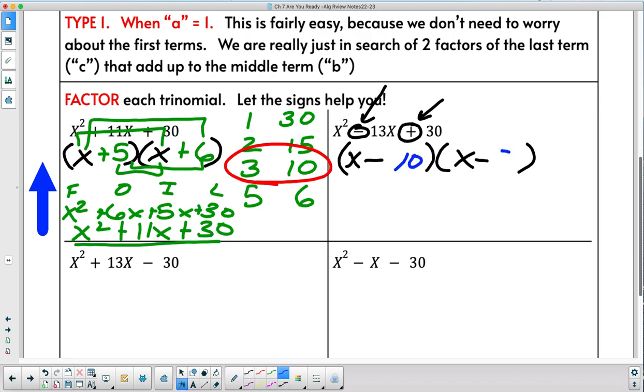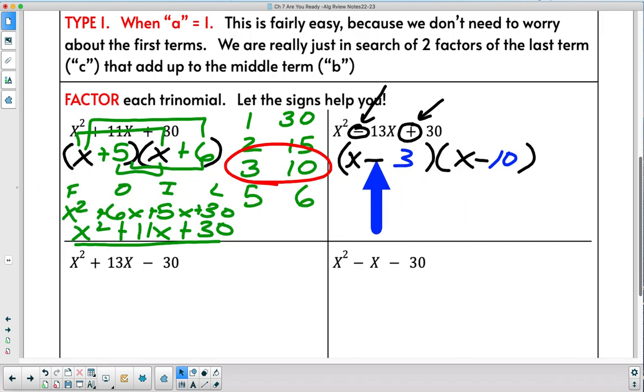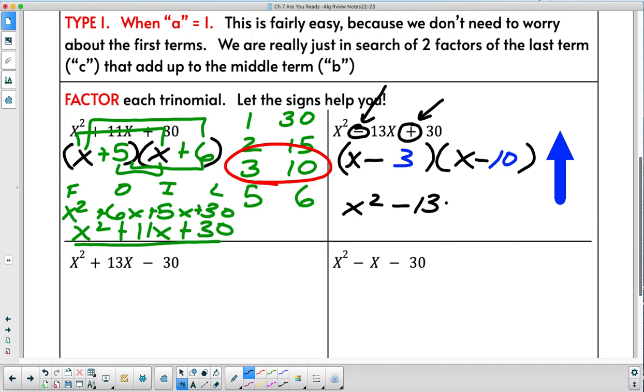So we got 10 and 3. And it doesn't matter where I write them. I could have written them over like this because the leading terms on my x's are 1s. It doesn't matter which position I put the 3 and 10. Okay, so that's factored, and we can again check it by FOIL. x squared minus 3x minus 10x is minus 13x plus 30. So I've checked my work.